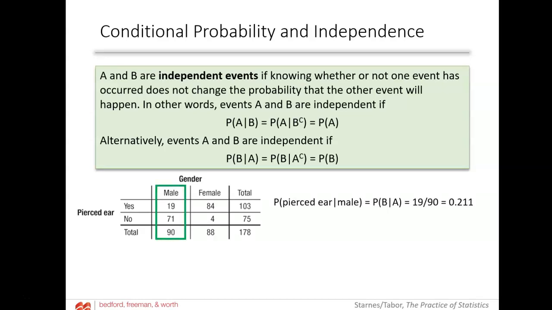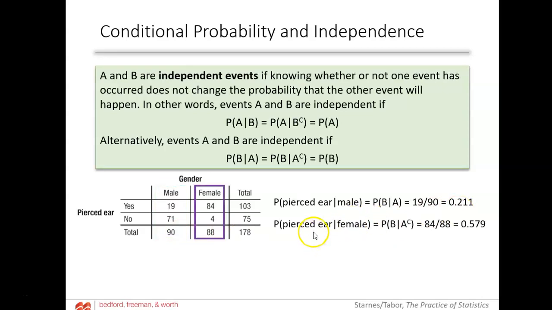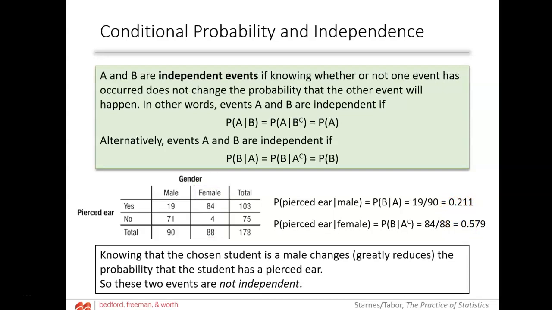Okay, so this is that pierced ear question where they're comparing the males and females and whether their ears were pierced. The probability that someone has a pierced ear given that they're male could be calculated by looking at the male data and saying pierced over total, so 19 over 90, which comes out to 0.211. Alternatively, they did the complement to that, and by that I mean the denominator, the given part. So the probability of having a pierced ear given you're female would be 84 over 88, which is 0.579. And right away, I can see that these are not equal to each other. So that tells me that these two events are not independent of one another.